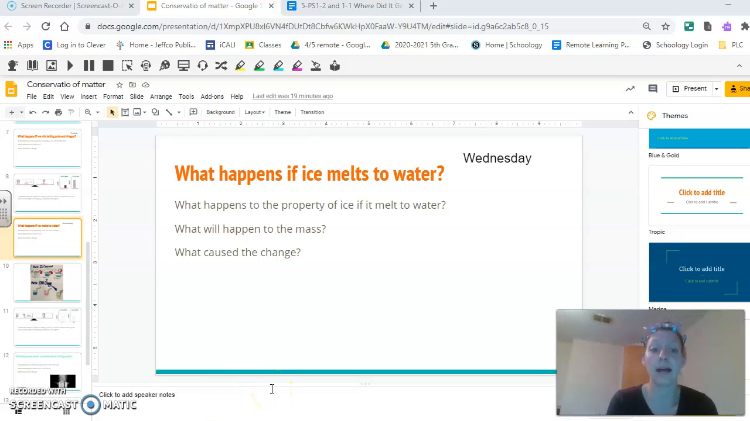What will happen to the mass of ice as it melts into water? And what caused that change? Remember, you can always go back to the beginning of the slides to help you answer it. Also remember, scientists always use complete sentences. So you must use a complete sentence before looking at the visual on the next slides in this scenario.